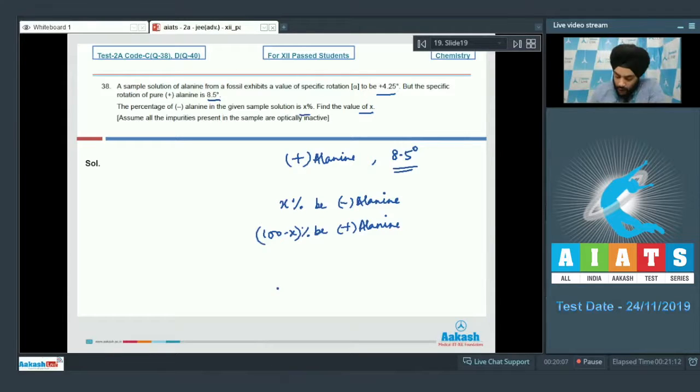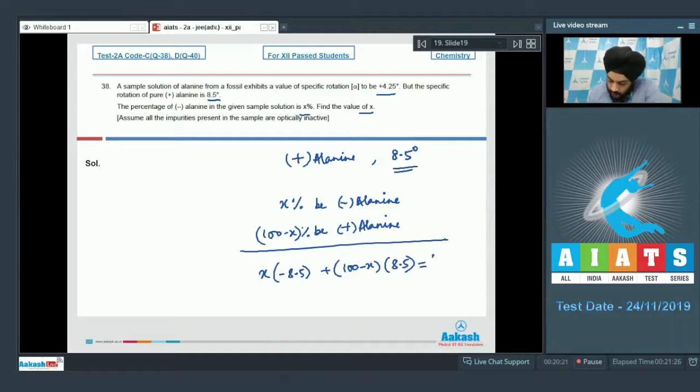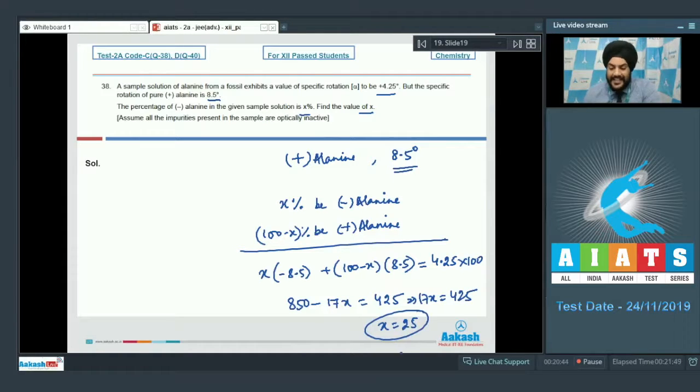So we can now have the expression for the total optical rotation, students. We have X into minus 8.5 plus (100 minus X) into plus 8.5. This shall be equal to 4.25 into 100. So we can simplify this expression. We have 850 minus 17X is equal to 425, which implies that the value of 17X is equal to 425. So this means that the value of X is equal to 25. So students, in this given sample, 25% is the minus alanine, and since we have to report the percentage of minus alanine, we have to report the answer of this question as 25.